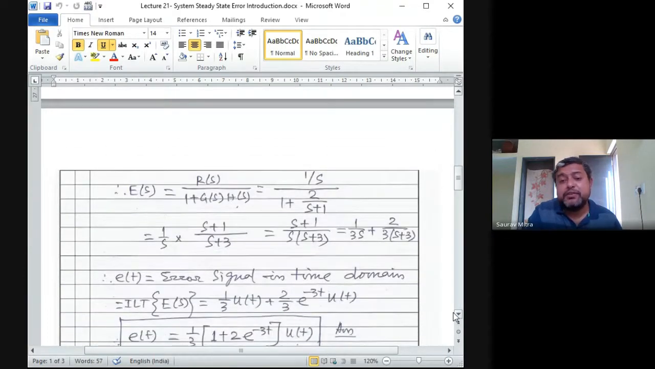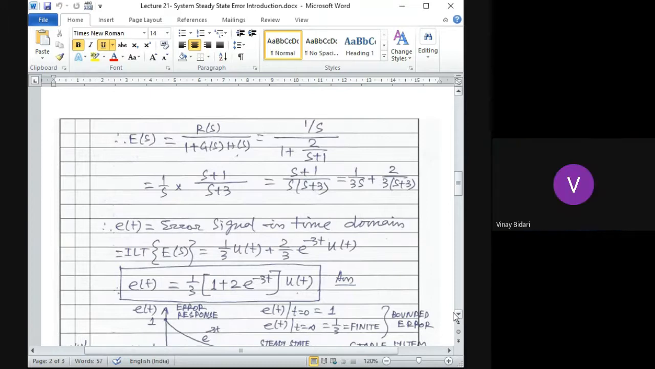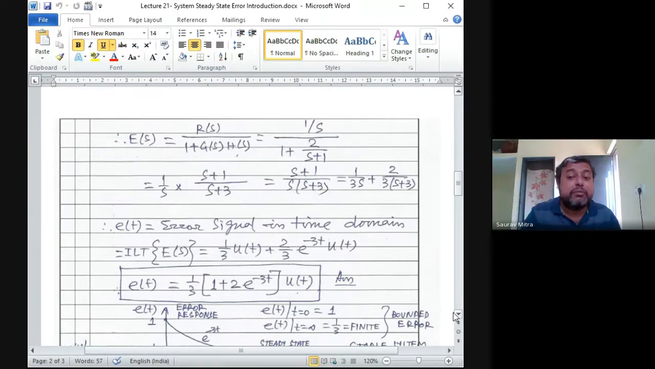What is error? Difference between input and output. So input is 1 and error is 1. How much is the output then at t is equal to 0? Error is equal to input minus output. So if input is 1 and error is 1, how much is the output? 0. Correct. So what is this waveform like? This waveform at t is equal to 0, amplitude is 0.